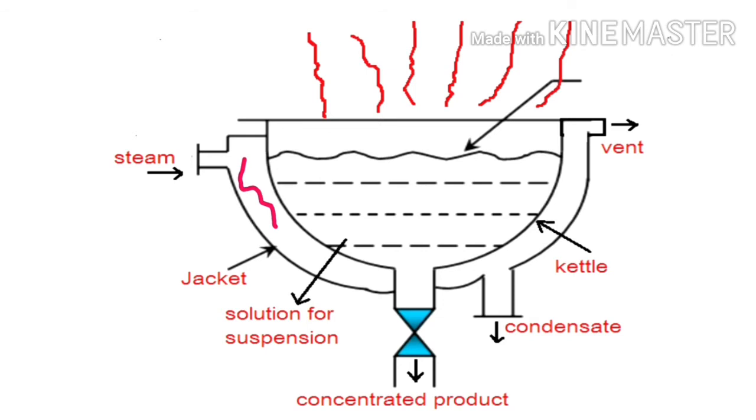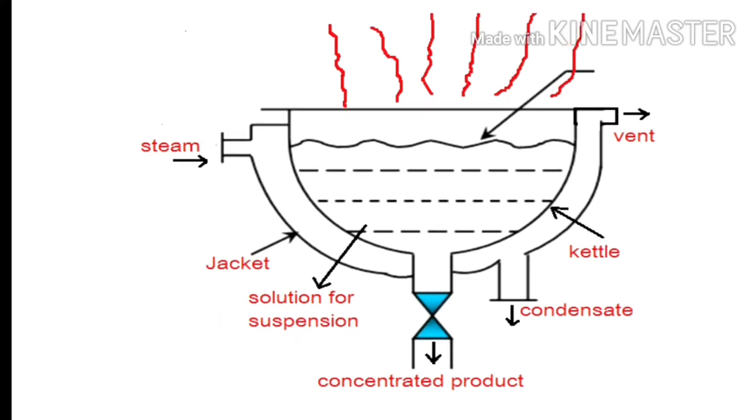The steam jacketed kettle also consists of a vent for removing non-condensed gas, and it also consists of a condensate outlet and a concentrated product outlet. Condensate outlet is for removing the condensed steam, and concentrate outlet is for discharging the concentrated liquid residue from the kettle. So these are the important parts that are present in a steam jacketed kettle.